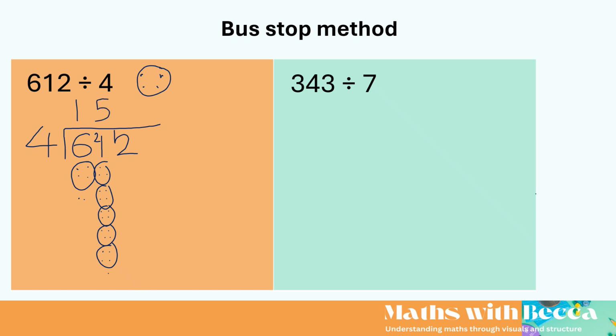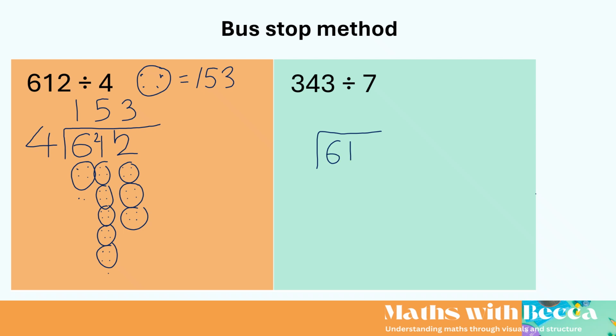carry it on to make 12 and repeat: 1, 2, 3, 4, 5, 6, 7, 8, 9, 10, 11, 12. That made 3 groups exactly. So I can say that 153 groups of 4 go into 612. For the next question, I'm going to use the bus stop method again. So I'm going to set that up.